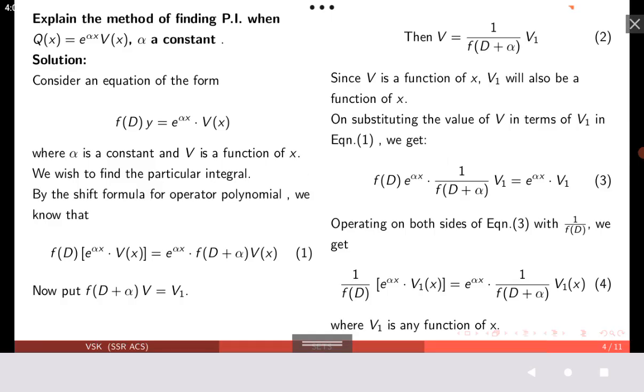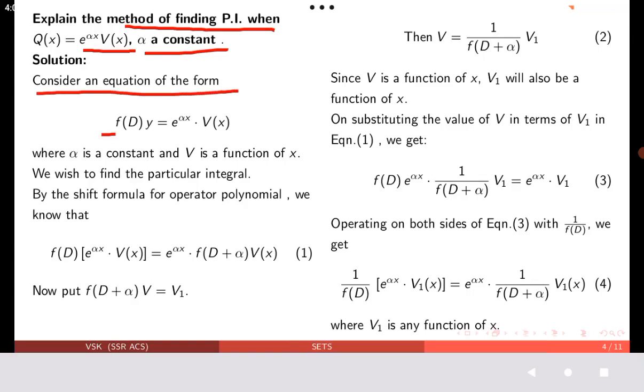So the task is to explain the method of finding the PI when Q(x) is given as e to the power alpha x V(x), where alpha is a constant. So this is our task. The solution: consider an equation of the form F(D)y equal to e to the power alpha x into V(x), where alpha is a constant and V is a function of x. Now we wish to find the particular integral.